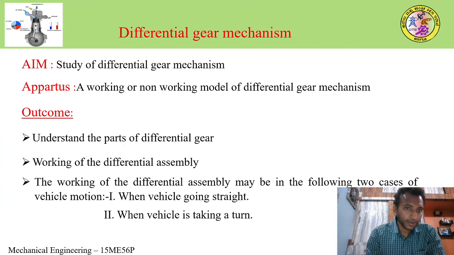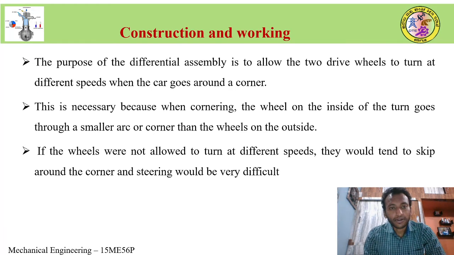The outcome of this study is to understand the different parts of the differential gear and the working of this differential assembly, how it is going to work. The working of the differential assembly is studied in two cases of vehicle motion: when the vehicle is going straight, and when the vehicle is taking a turn, that is, a right turn or a left turn. Based on this turn, we are going to study how this differential gear is working.